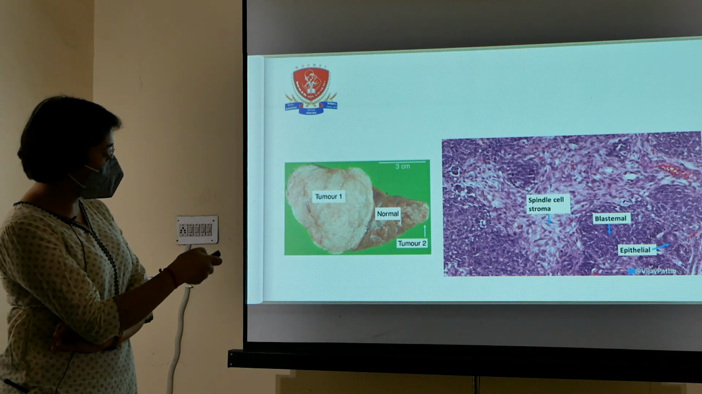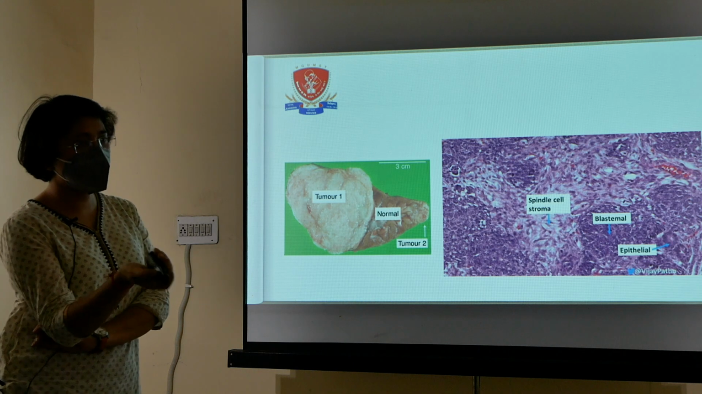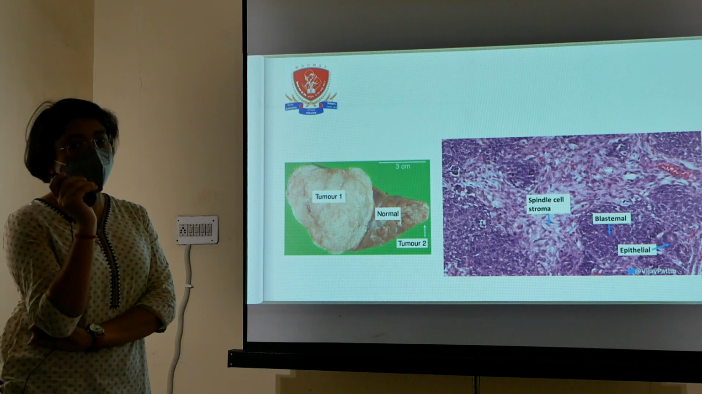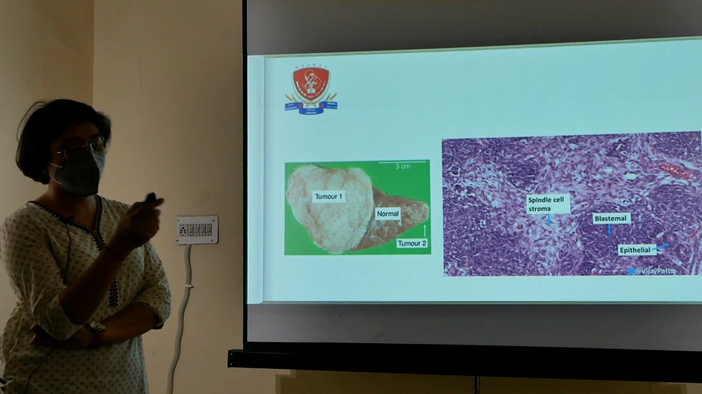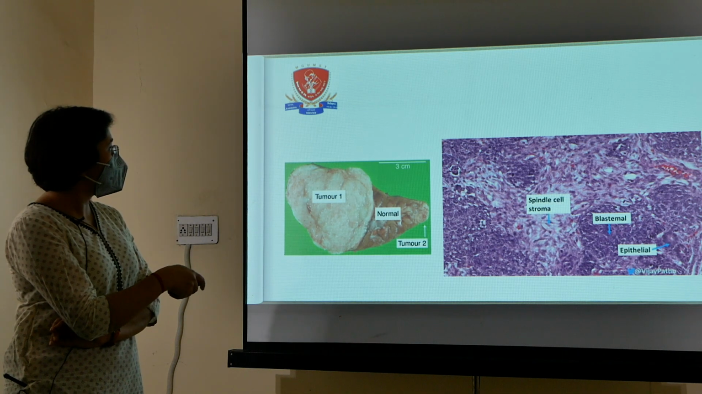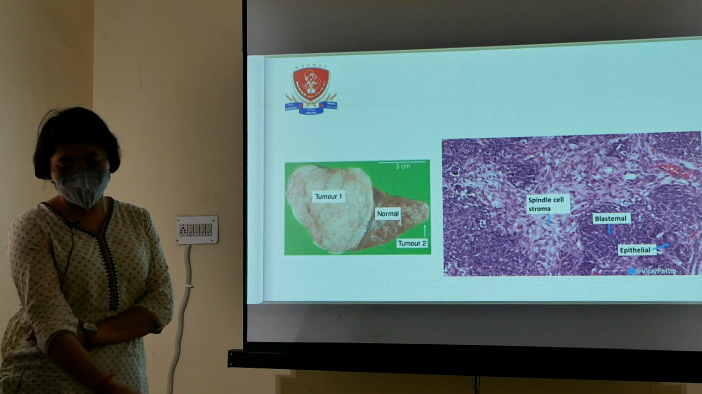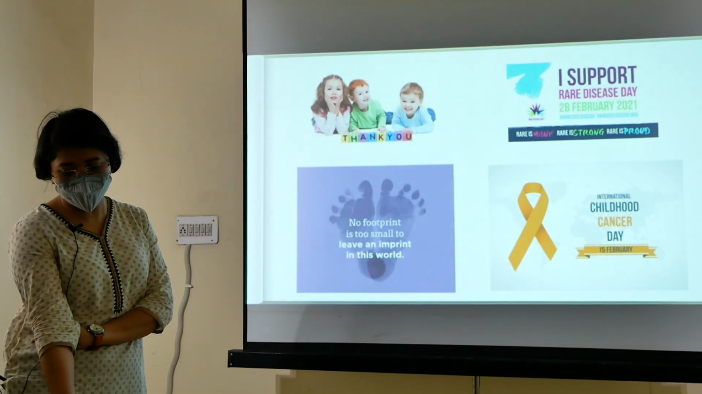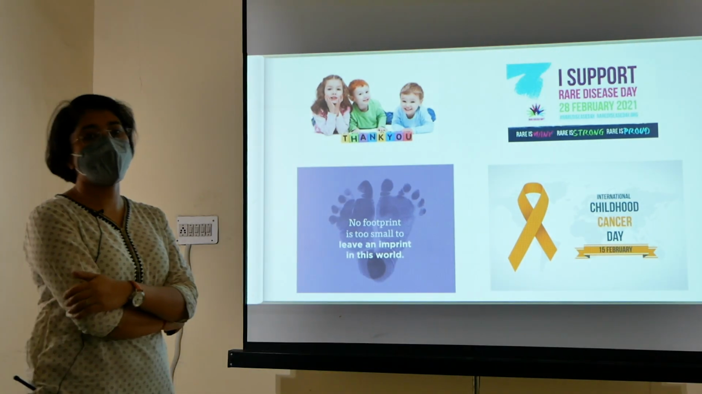Now these spindle cell zones can go for fatty differentiation, they can go for cartilage differentiation. Yes, I know it is a bit of maturity, yet this will be labeled into the Wilms tumor itself, okay. So this is about all the tumors I was trying to tell you.